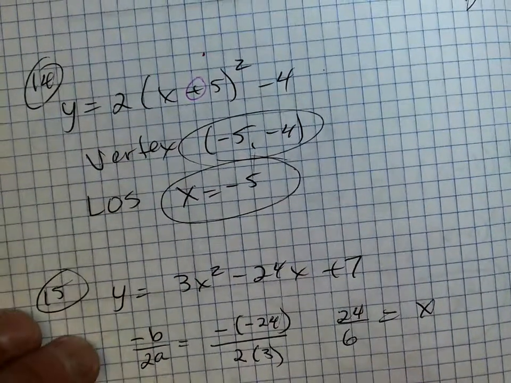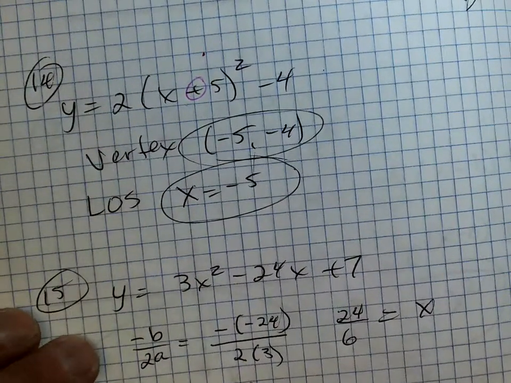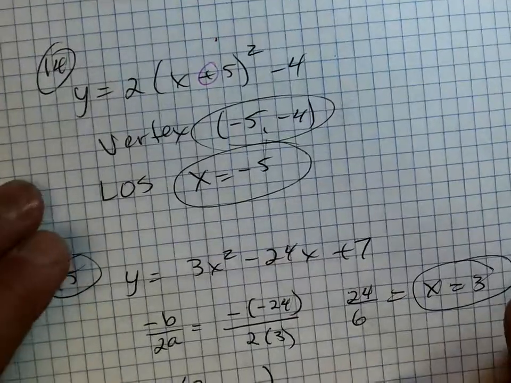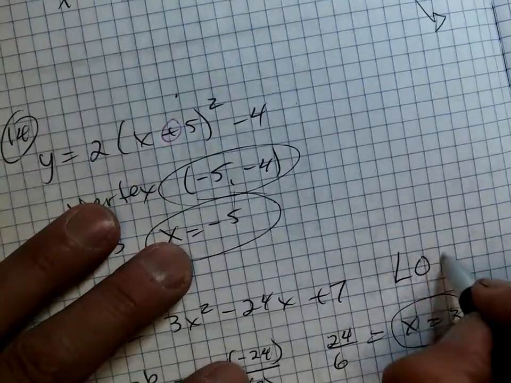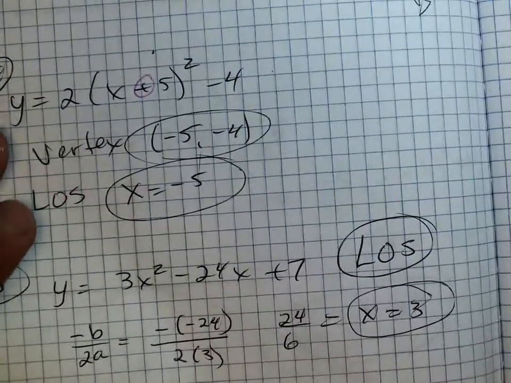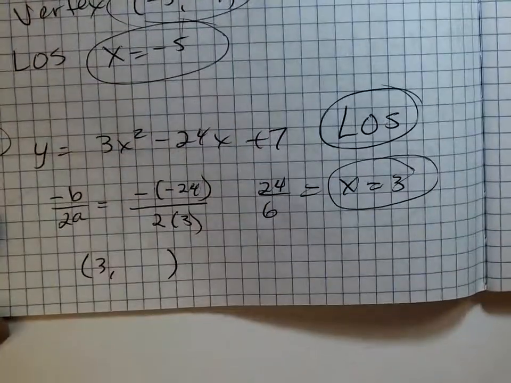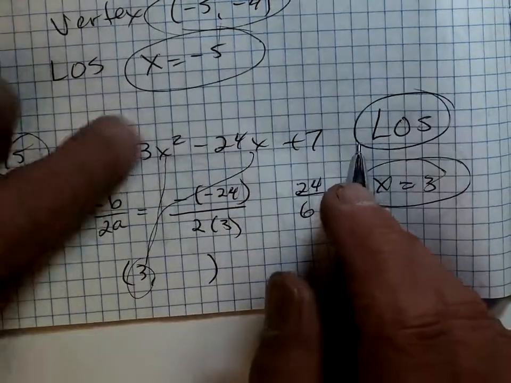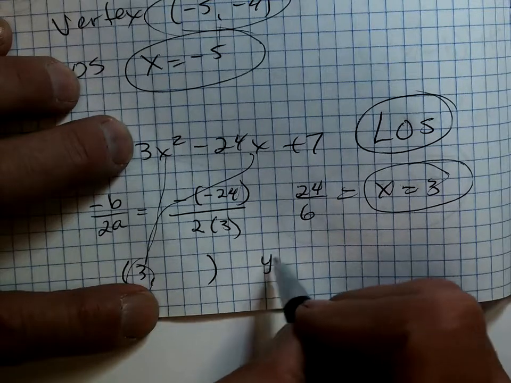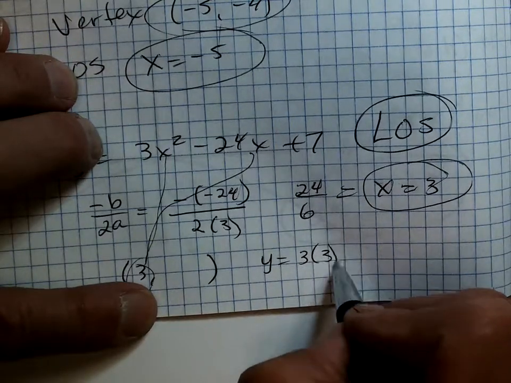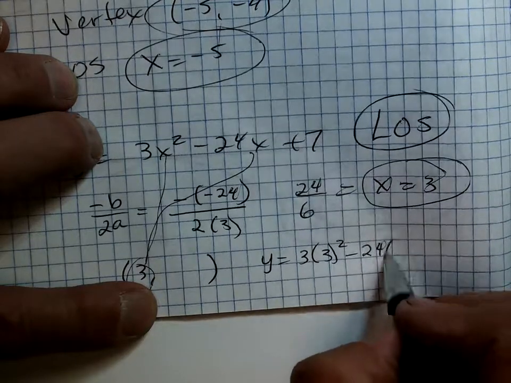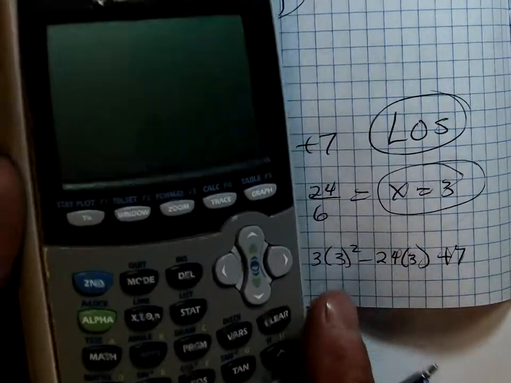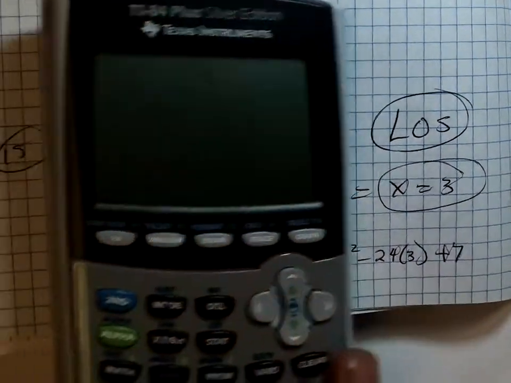So our vertex is 3 something. X equals 3. Okay, so that's our line of symmetry for sure. Our LOS, our line of symmetry, is x equals 3. It goes right through there. Now what we don't know is the y value of the vertex. Okay, we've got 3 something, so let's plug the 3 in. Now I'm going to use my calculator, so y is equal to 3 times 3 squared minus 24 times 3 plus 7. Use my calculator, plug that in. Okay, I don't know if you guys can see this or not. Hopefully get the glare out of here.